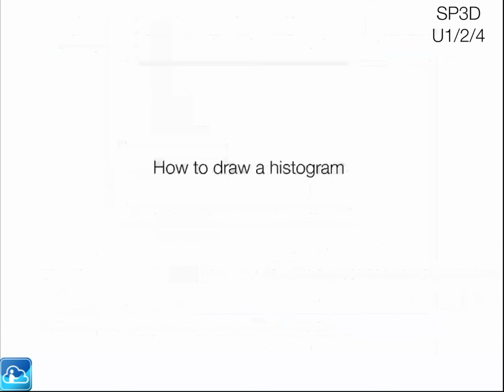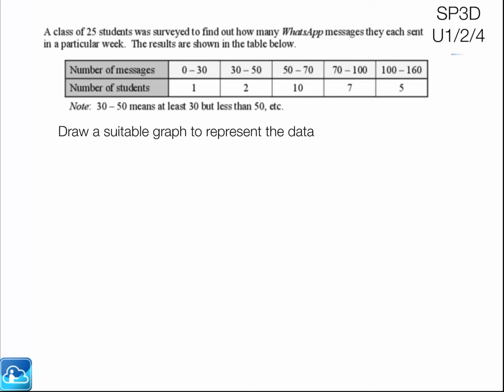To draw our own histogram, we're going to take a look at this question here. It says, a class of 25 students were surveyed to find out how many WhatsApp messages were sent in a particular week, and the results are shown below. So we have our table, we have our frequency, that's the number of students, and we have the note underneath saying 30 to 50 means at least 30 but less than 50. So you're including 30 but not the 50, going all the way up to 50. The number of messages: 0 to 30 is 1 person, 30 to 50 is 2, 50 to 70 is 10 people, 70 to 100 is 7 people, and 100 to 160 is 5 people.